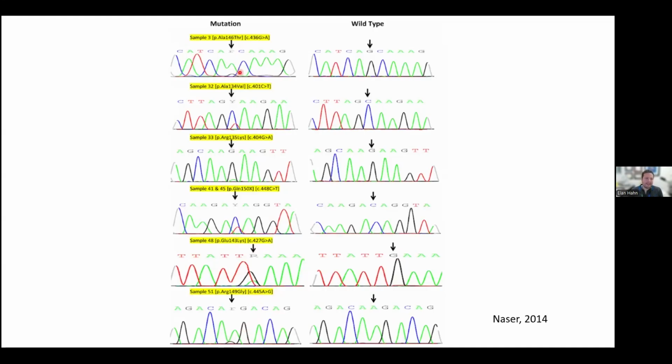So all of these are examples of what it looks like to have a missense variant or a substitution at a single position by Sanger sequencing.